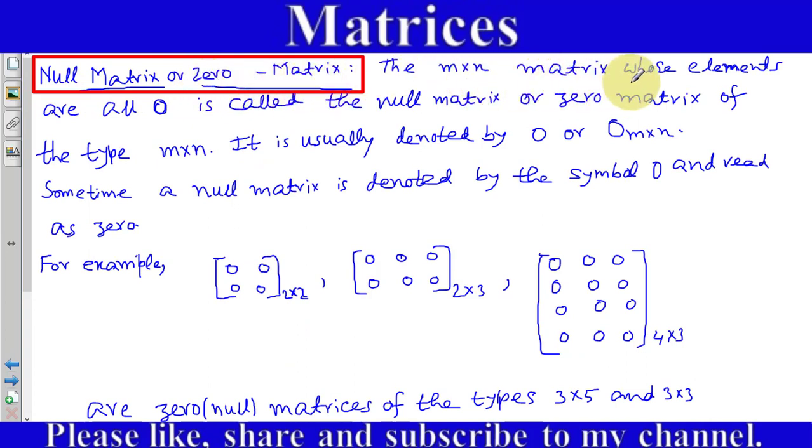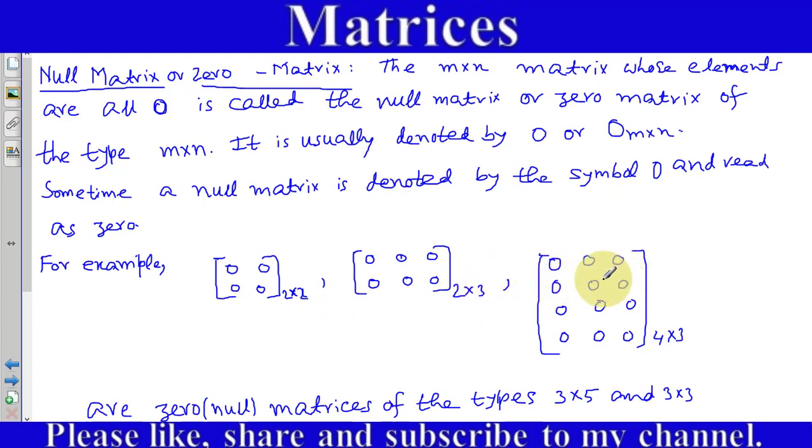The m by n matrix whose elements are all 0 is called the null matrix or 0 matrix of the type m by n. It is usually denoted by O or O_{m by n}. Sometimes a null matrix is denoted by the symbol 0 and read as 0. For example, 0 0 0 0, this is a 2 by 2 null matrix. 0 0 0 0 0 0, this is a 2 by 3 null matrix.